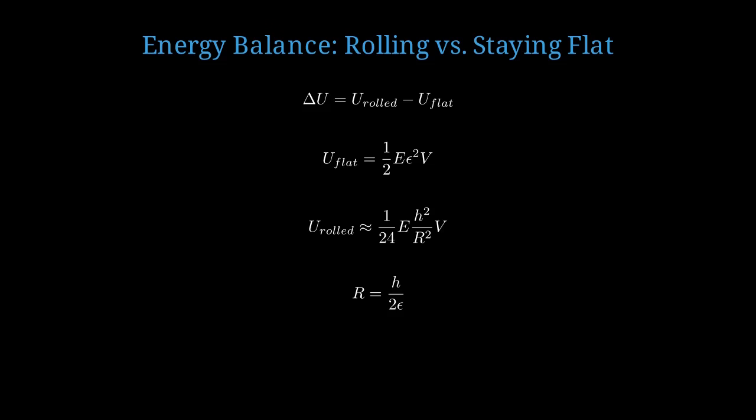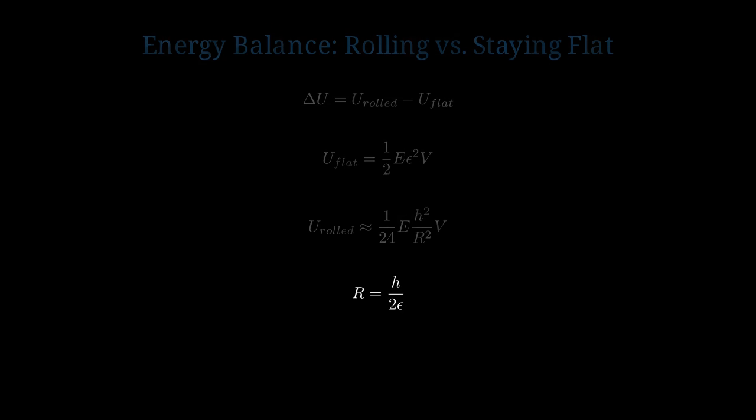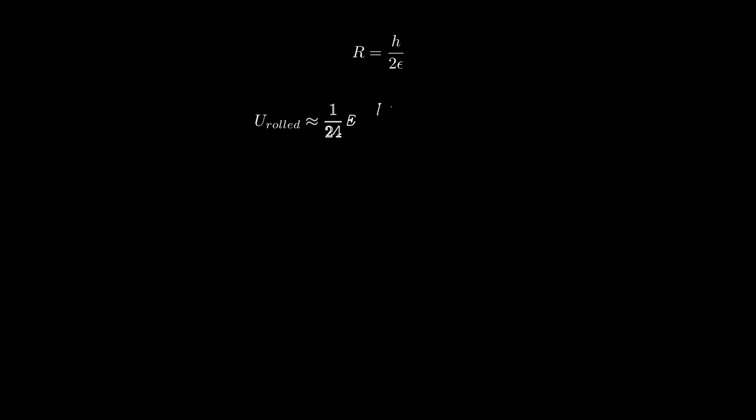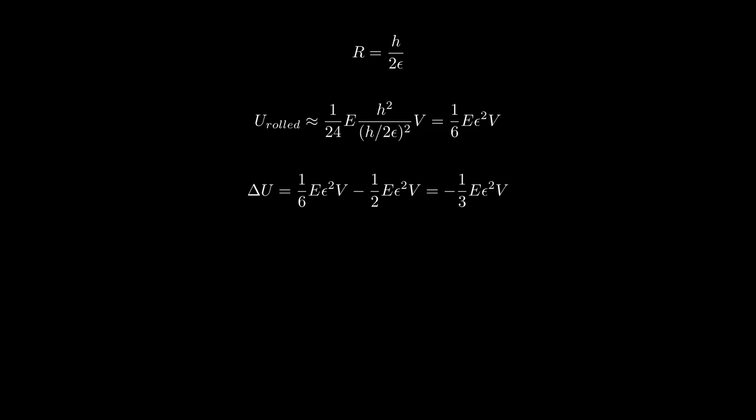Substituting r equals h over 2 epsilon, we get U rolled is approximately 1/6 E epsilon squared V. So the change in energy is 1/6 minus 1/2 times E epsilon squared V, which equals negative 1/3 E epsilon squared V. The negative sign means rolling reduces the total energy by 1/3. This is a huge energy reduction, which is why the rolling instability is so favorable.